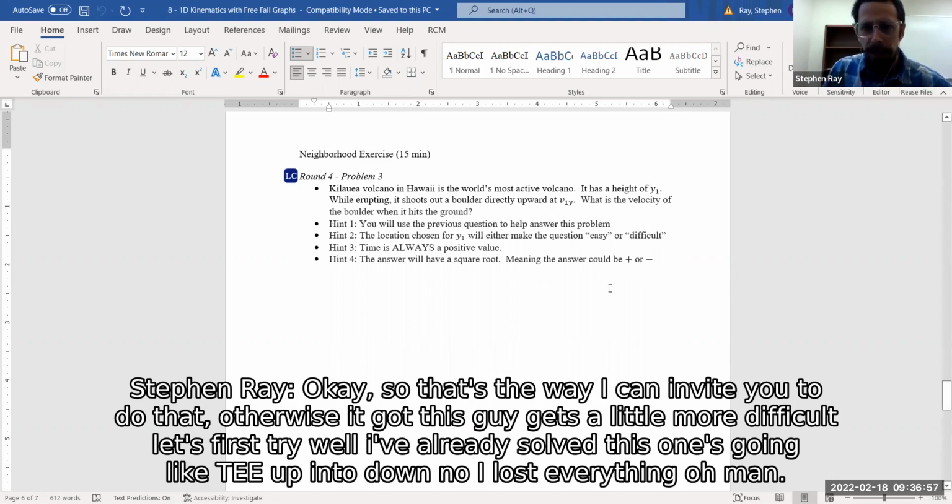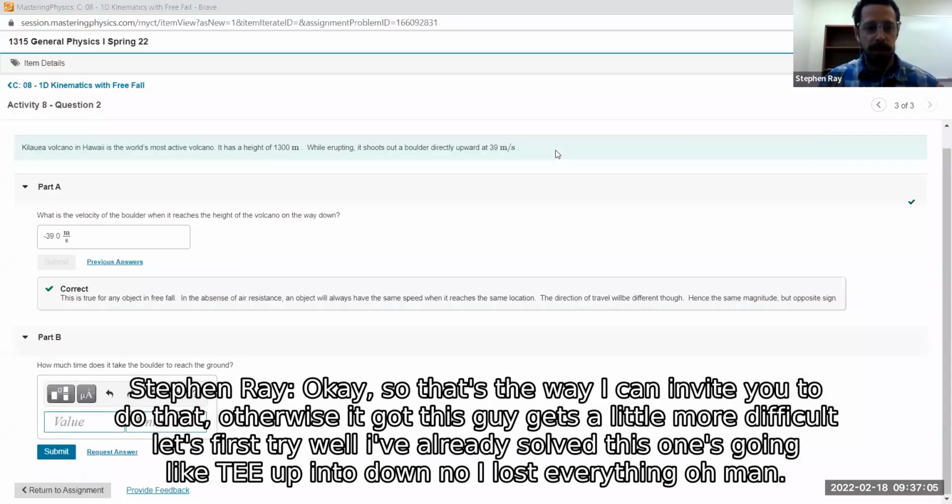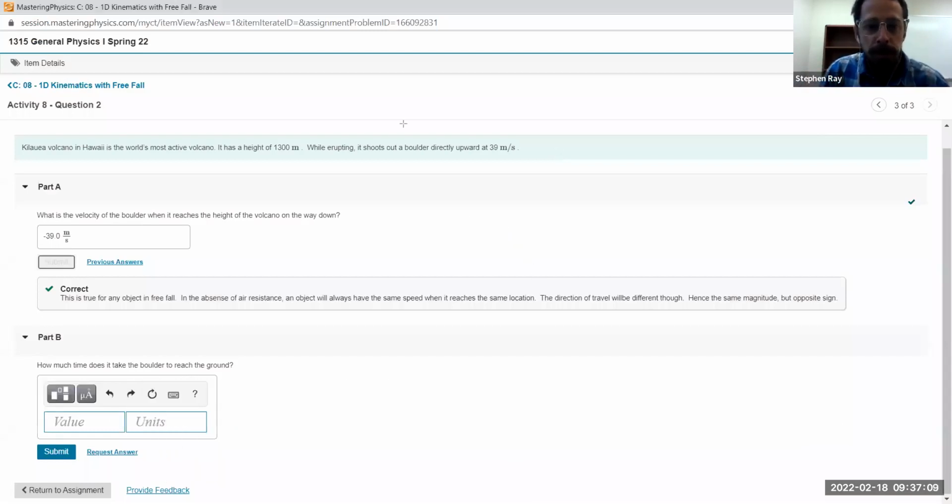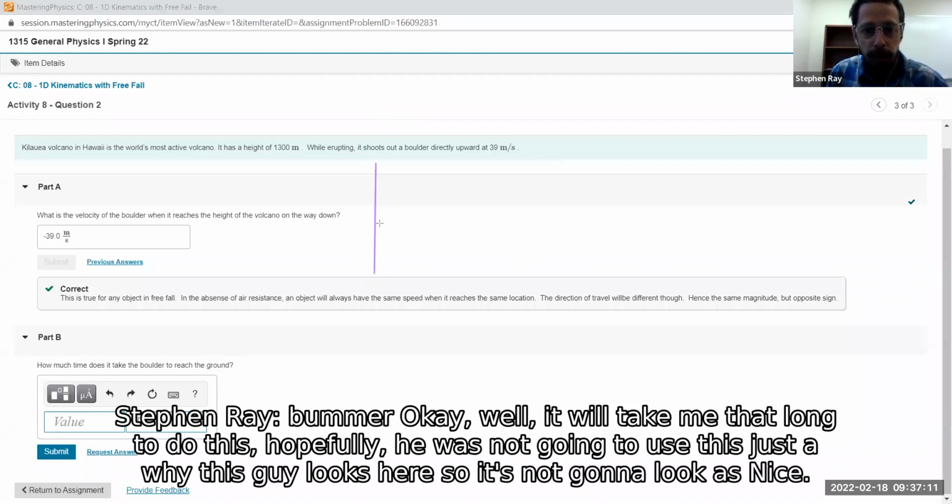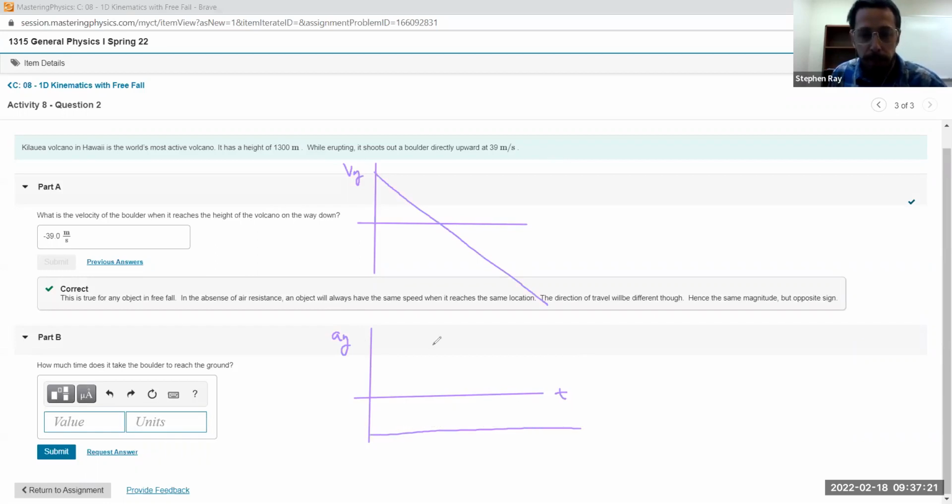Otherwise, this one gets a little more difficult. Let's first try, I've already solved this once going T up and T down. No, I've lost everything. Oh, man, what a bummer. Okay, well, it won't take me that long to do this. Hopefully. I'm not going to use this one. I'll just do Ay. This one looks different, so it's not going to look as nice.